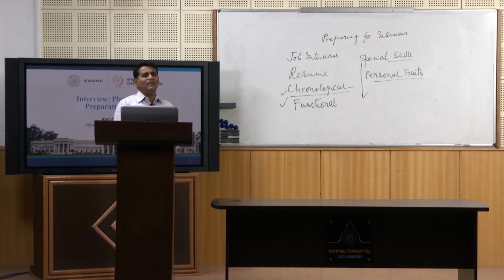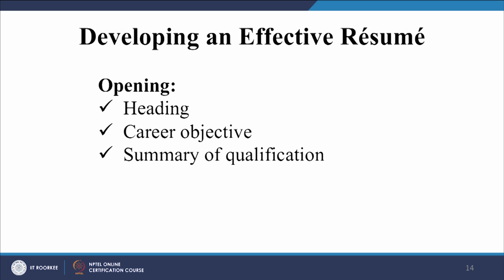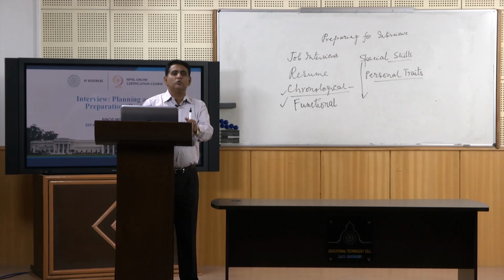So the first thing in a resume is the opening. In the opening, you have to mention the heading, then the career objective, and the summary of qualification. Now what is the heading? Heading is about you, your details, your name and other things as well. Then career objective: what do you actually want, why do you want this job, and what is your career objective? What is your long-term goal, short-term goal? Then the summary of the qualification.